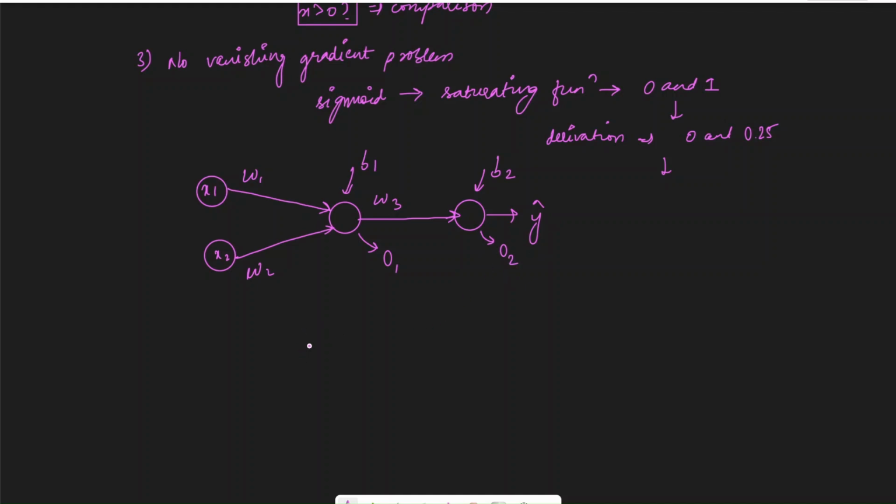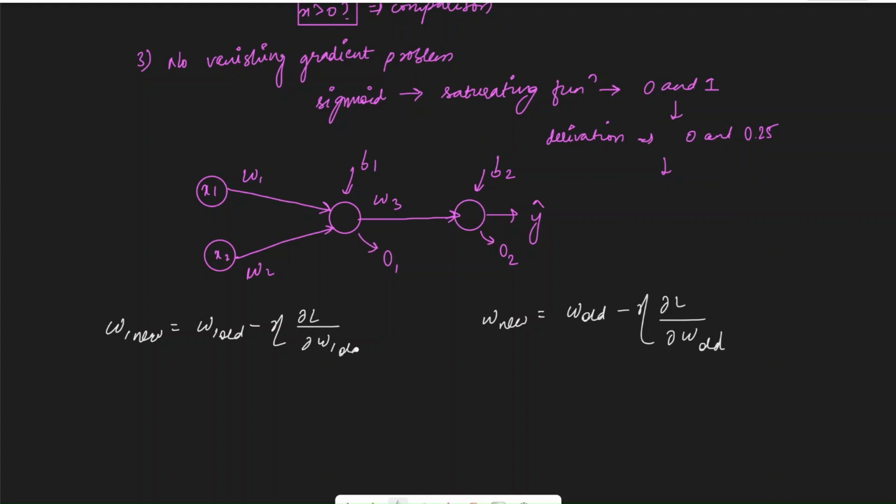Now, when we are doing backpropagation, let's say we were updating the W1 weight. In general, the weight updation formula is W new is equal to W old minus eta, which is the learning rate, times the derivative of the loss function with respect to W old. Now suppose we were updating W1. So our W1 new would be equal to W1 old minus eta times the derivative of the loss function with respect to W1 old. Let us consider this term only, because this is the most important term to understand the vanishing gradient problem.